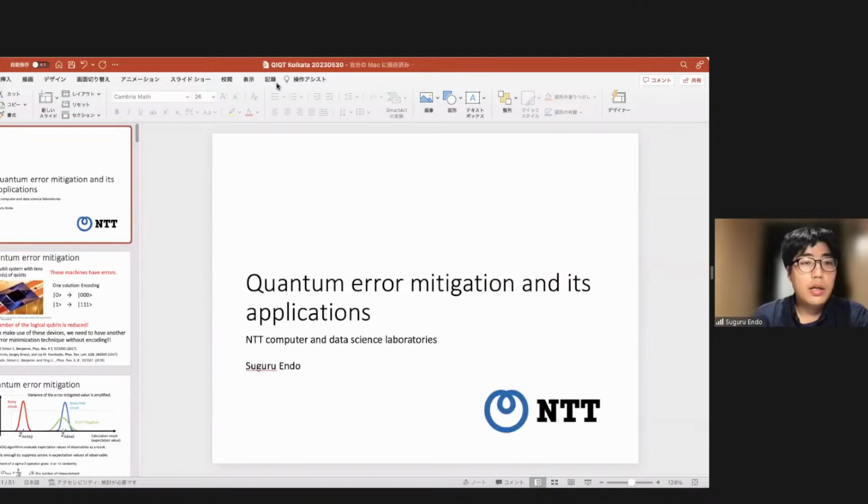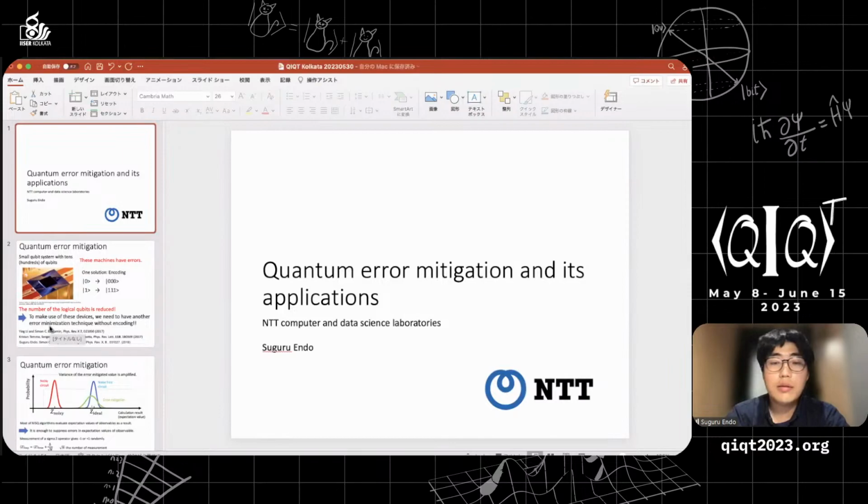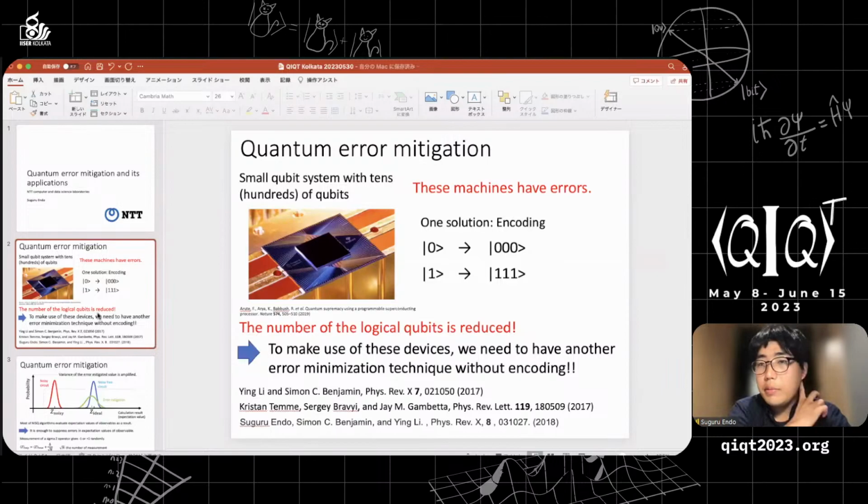So I'm Suguru from NTT Computer and Data Science Laboratories, and I'm working on quantum error mitigation. Quantum error mitigation is a hardware-friendly error minimization technique, especially for NISQ. In today's topic, I consider the fault-tolerant quantum computing paradigm. Quantum error mitigation is thought to be useful for NISQ devices. And sometimes it helps the experiments and to extract the good results.